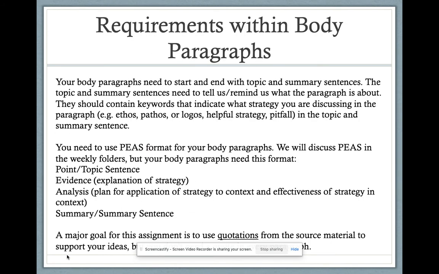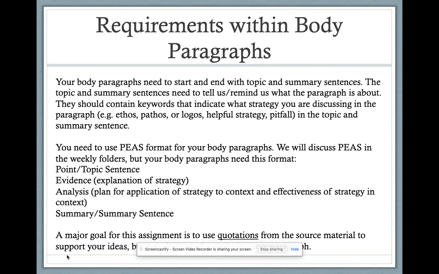We'll be practicing the PEEL formatting, which we started with Major Essay 1. And this is just a quick overview of what that will look like. We'll go into a lot more detail as we put together our materials for this essay.